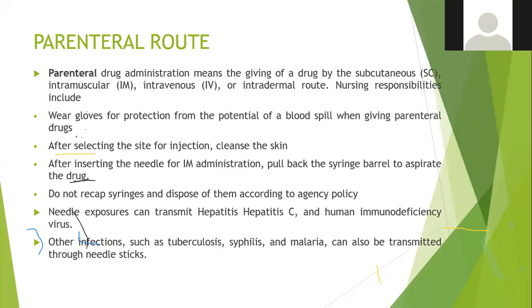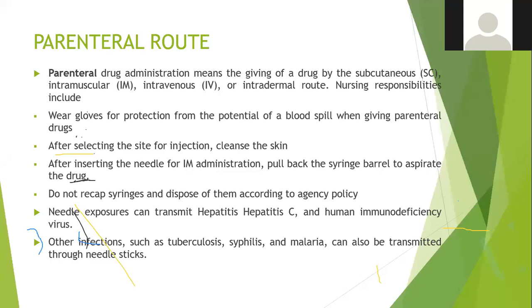After inserting the needle for intramuscular administration, you pull back the syringe barrel to aspirate. And most times when you insert your needle, you have to check if the needle is inside the muscle, especially for IM, or inside a blood vessel. That is why we check and see if blood is coming out. If blood is coming out, you have to remove that needle and restart the process all over again.